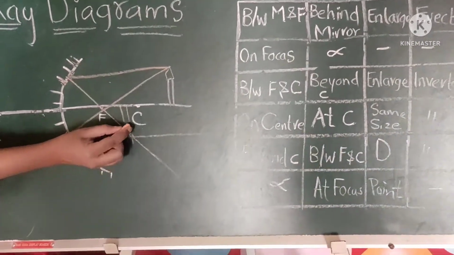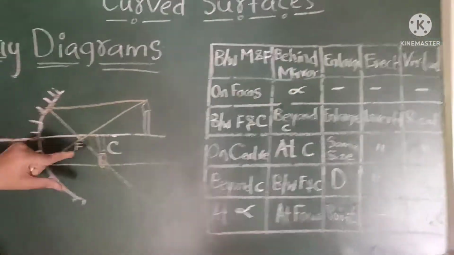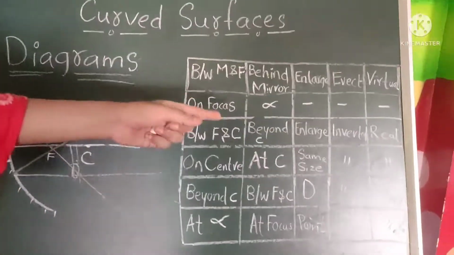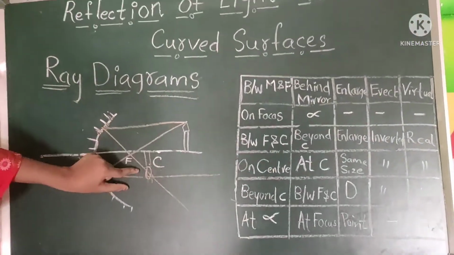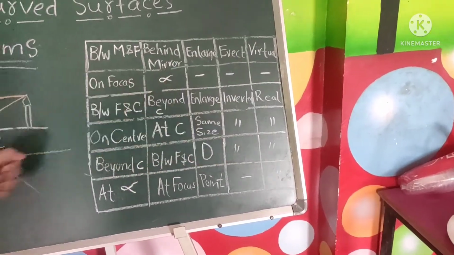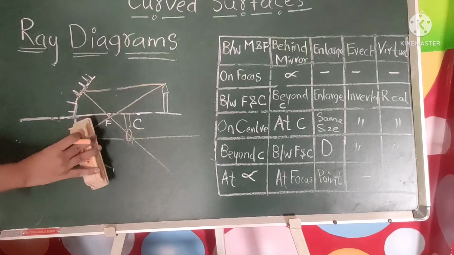Sorry, I think so because I am drawing on the board it's not correct, but you would check your textbook also. This is diminished. It means it's small. Okay, as you see it is inverted and it is real image. Yes, real image.